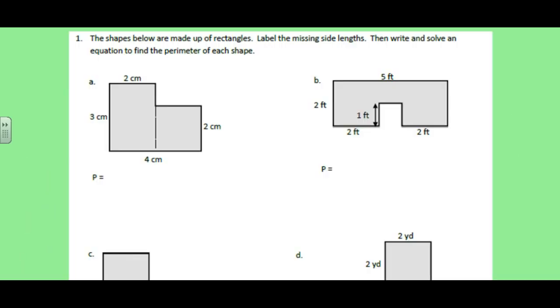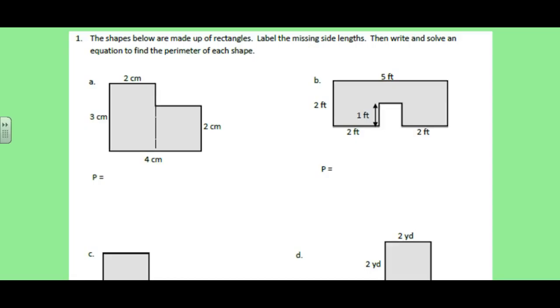Okay, so number 1 says the shapes below are made up of rectangles. Label the missing side lengths, then write and solve an equation to find the perimeter of each shape. So it's going to be what we just did, so you've got to remember that the first thing we've got to do is find what we're missing. What side lengths do we not know?